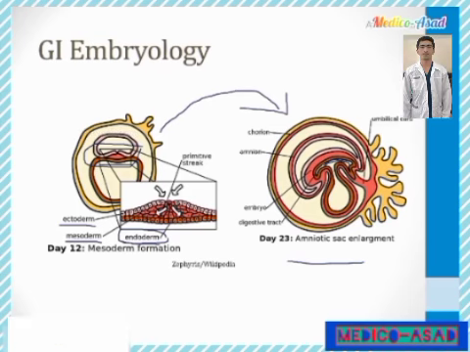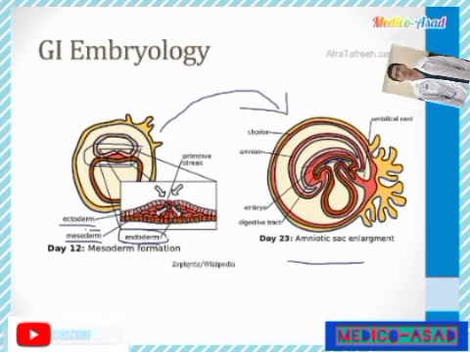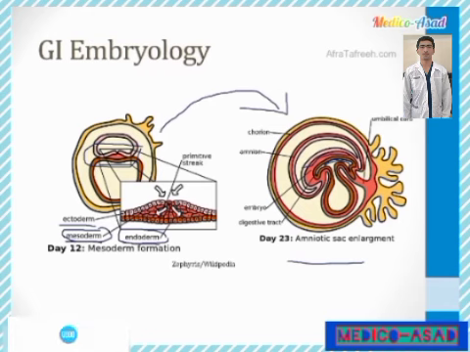Just outside of that endoderm, you can see red, and that red represents mesoderm, and that's where all the connective tissue and muscles surrounding abdominal structures in the GI tract are going to come from.